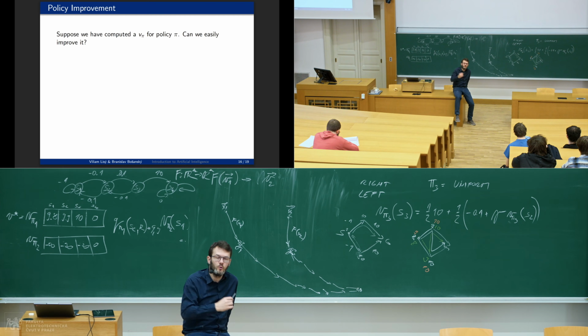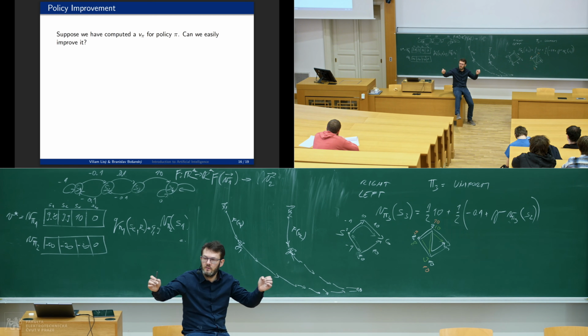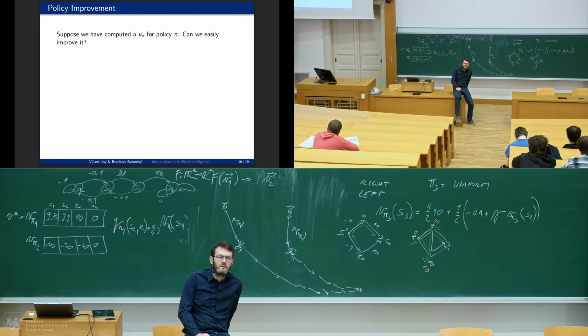Can you do it in two states at once? Can you take two different states in which you are suboptimal and switch to the better policy? Can it somehow interfere? Can you break it? Or will it improve in both states?